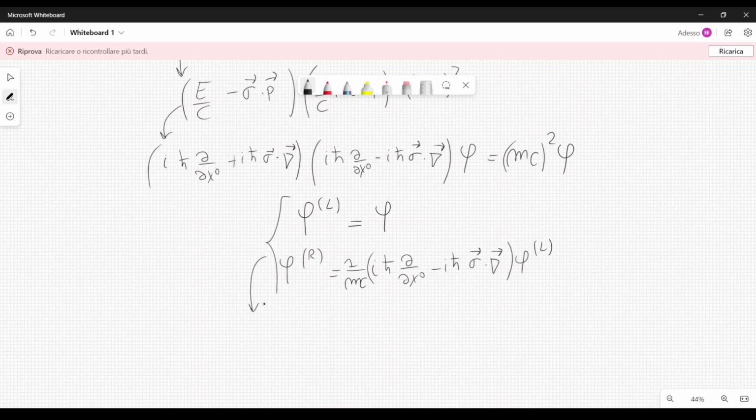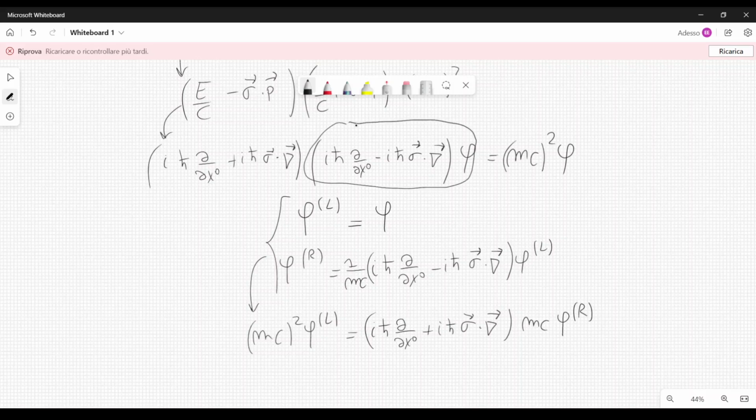Well, these two together will imply that mc² φ_L, which is this part here, since psi is equal to φ_L, is equal to (iħ ∂/∂x0 + iħ σ·∇) mc φ_R, because as I said, this thing here is equal to φ_R times mc, because we also have this constant here.